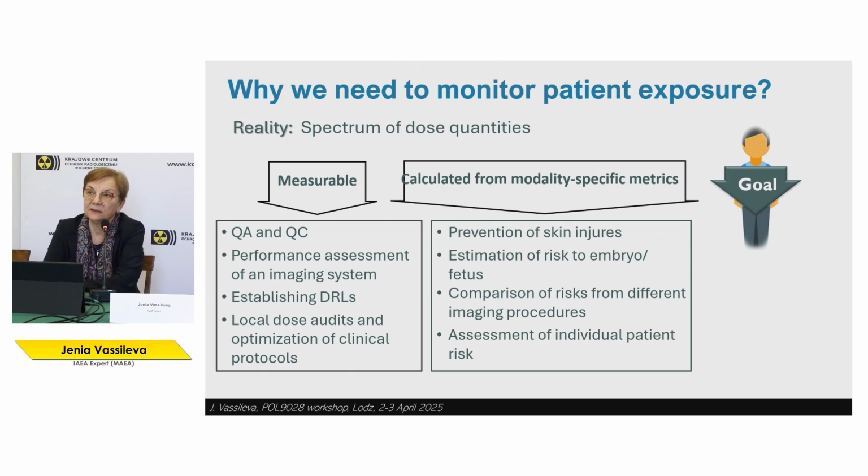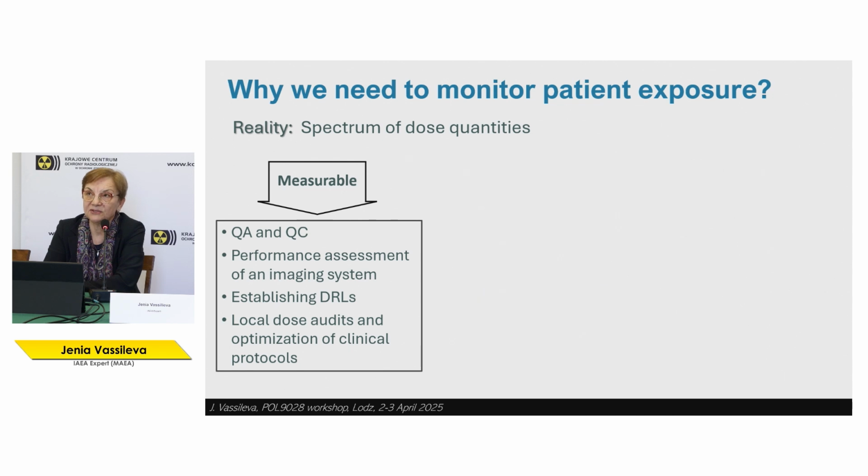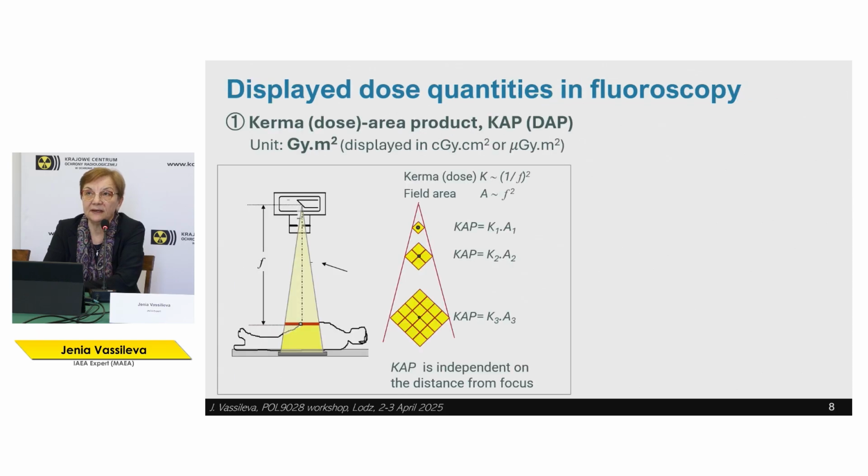studies and risk publications. So let's focus first on measurable quantities, few words about them. In fluoroscopy that we are talking on this today, we have two quantities that are integrated nowadays into the fluoroscopy systems. Kerma area product or dose area product, that is abbreviation KAP or DAP is used.